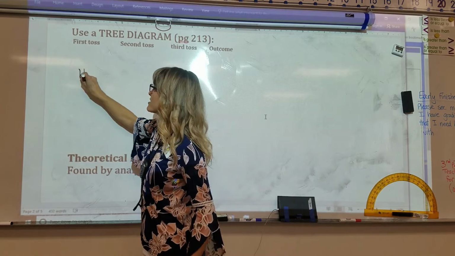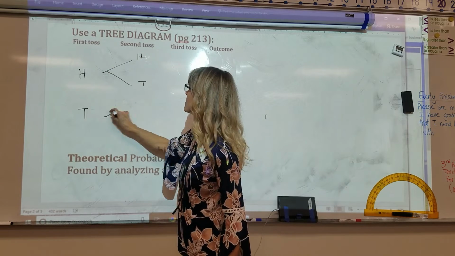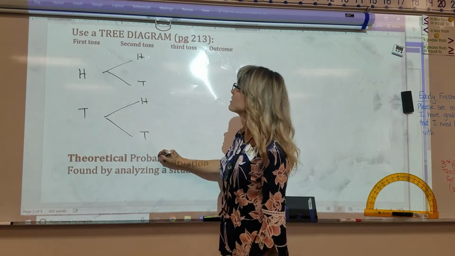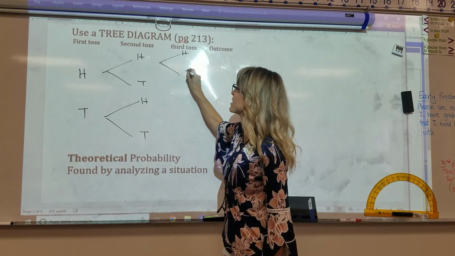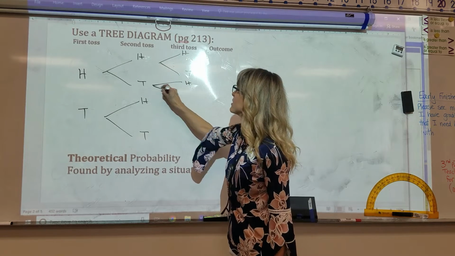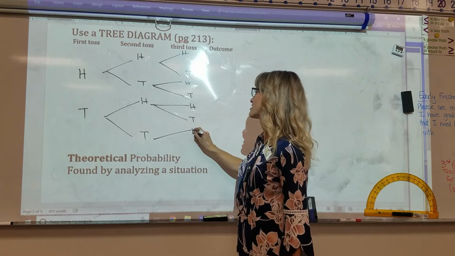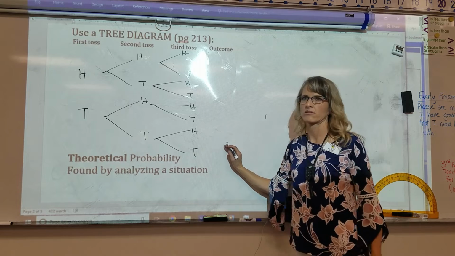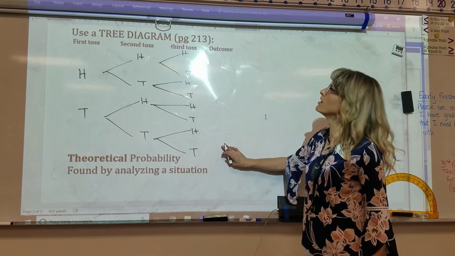First toss, heads, tails. Second toss, heads, tails, heads, tails. Third toss, heads, tails, heads, tails, heads, tails, heads, tails. Give me a nod if you're okay. Makes sense. Okay, very good.